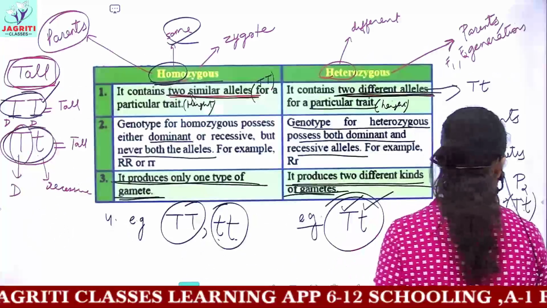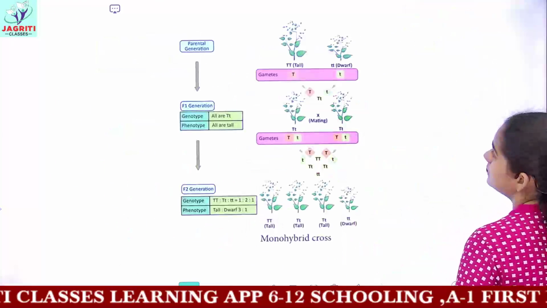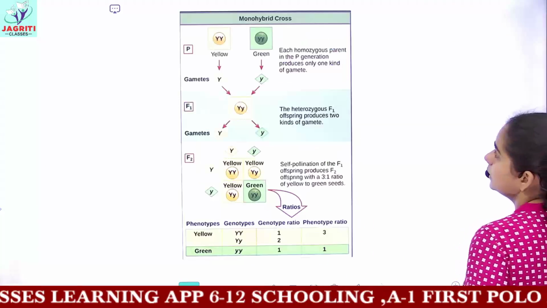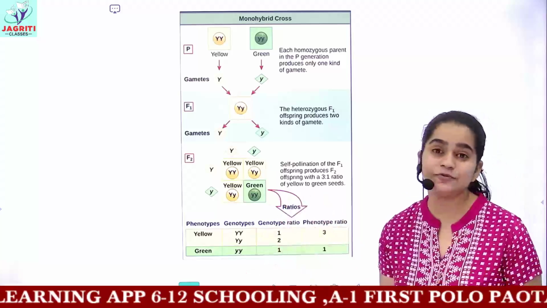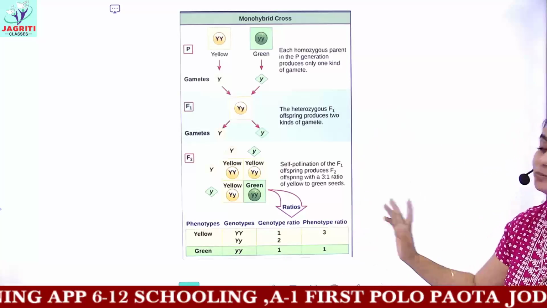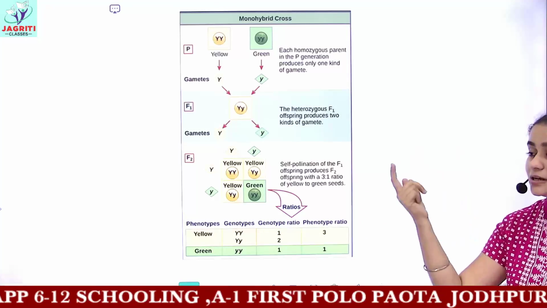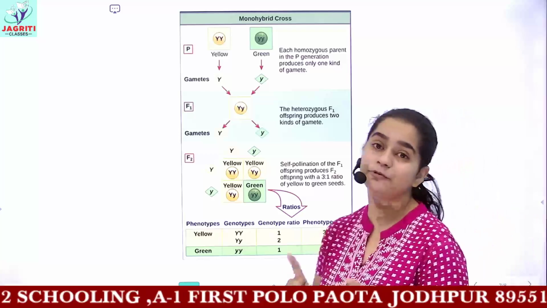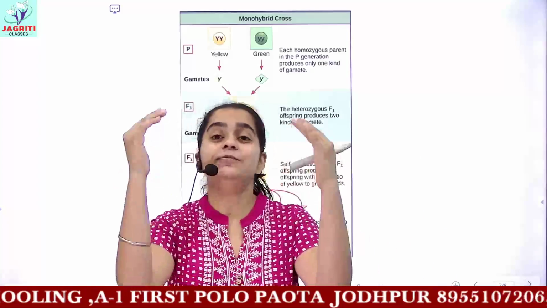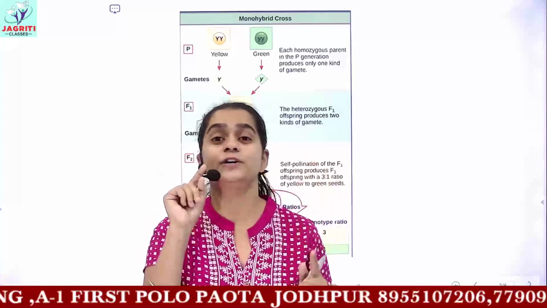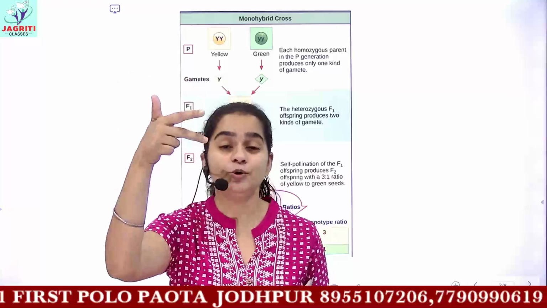So let's start with the first type of cross, that is monohybrid cross. This picture in front of you tells you about monohybrid cross. I told you the general steps of a cross. First you have to take the parents, and then we form the gametes from the parents. So the first step is parents, then you make the gametes.